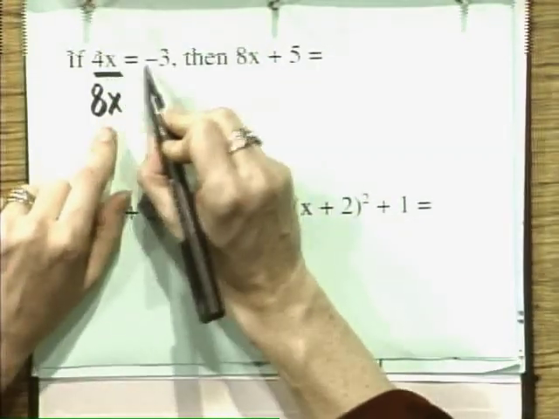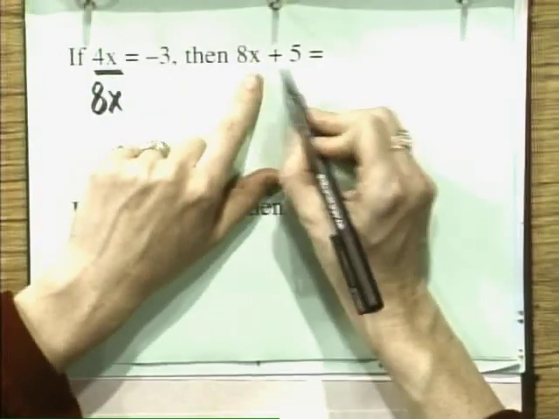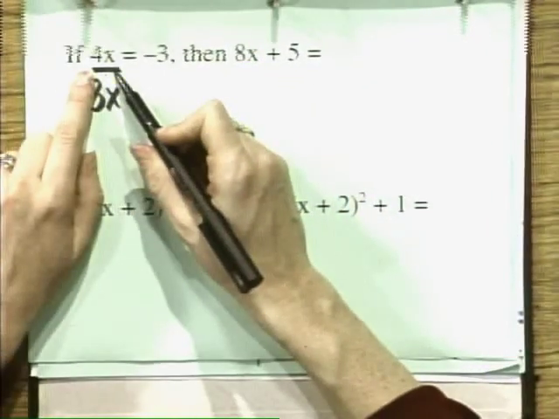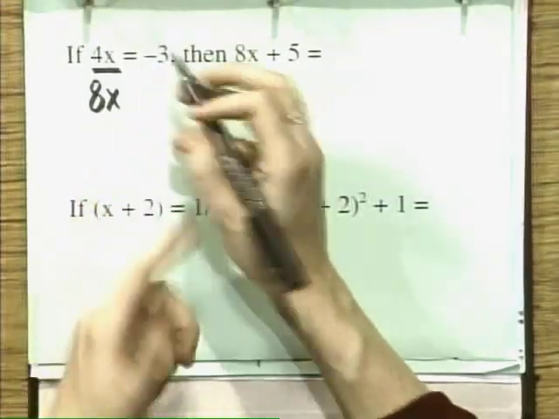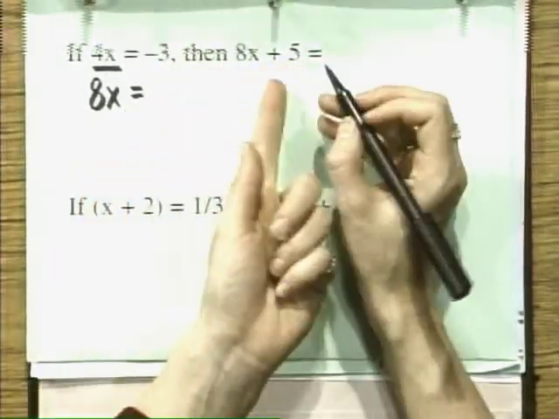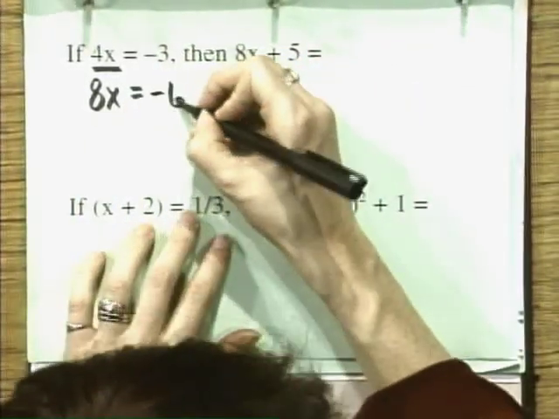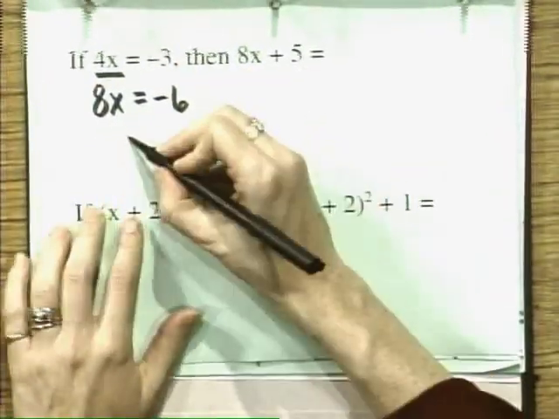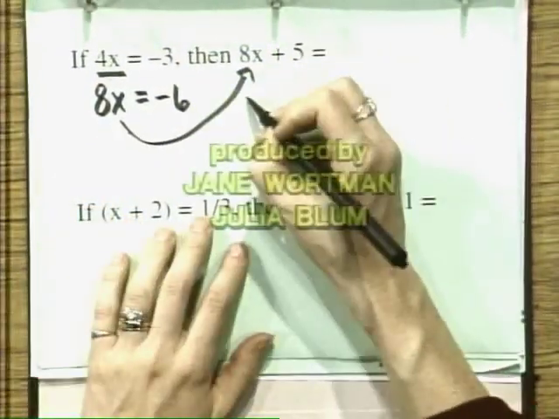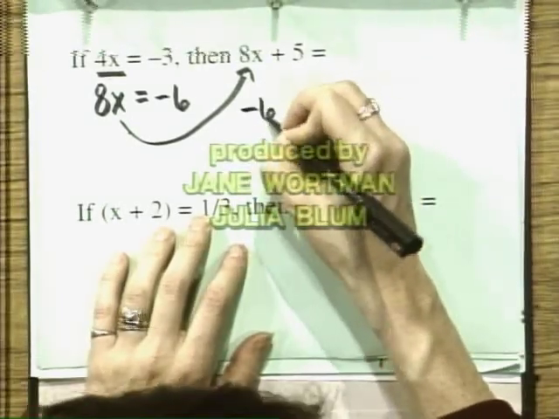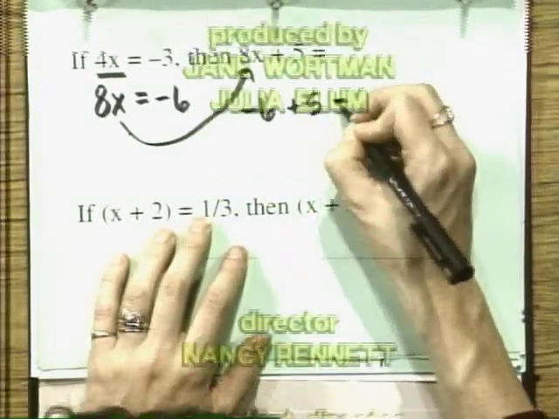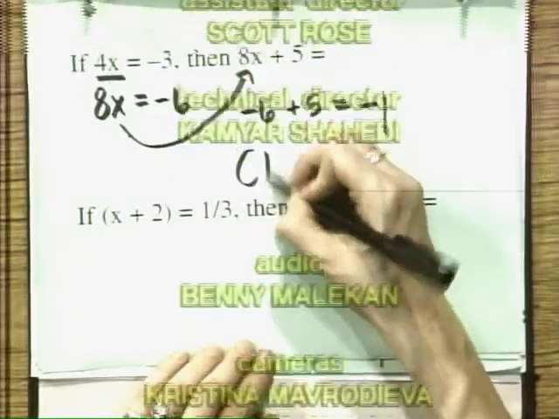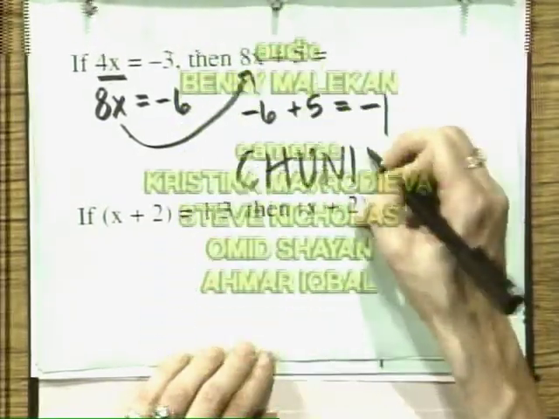Okay, so if 4x is negative 3, we're going to need 8x for the next problem. Don't bother solving and plugging it in. If you know what 4x is, then 8x is going to be twice that. What is 8x going to be? You need it for here. 8x is negative 6. This is twice. So now we're going to plug it in. 8x plus 5 gives me negative 6 plus 5, which is negative 1. Keep your chunks together. Chunking.